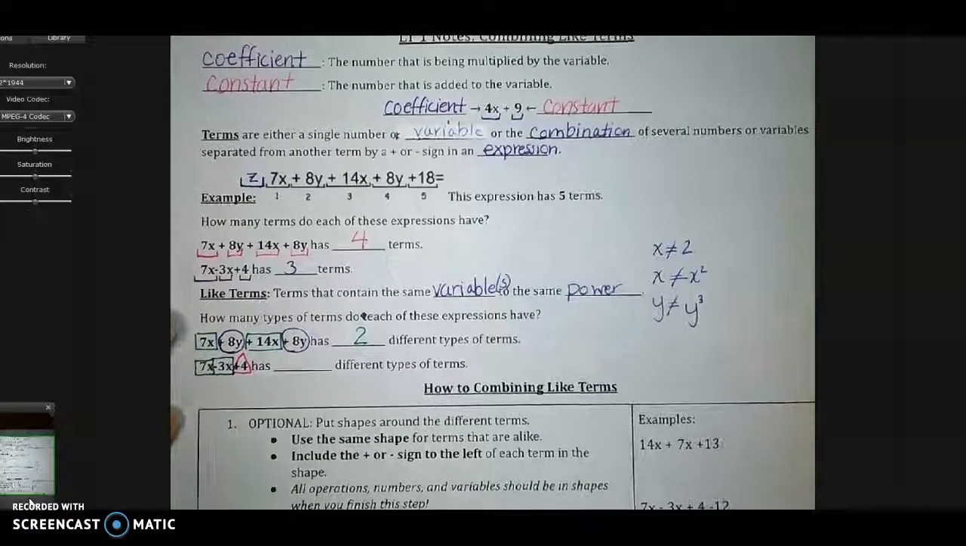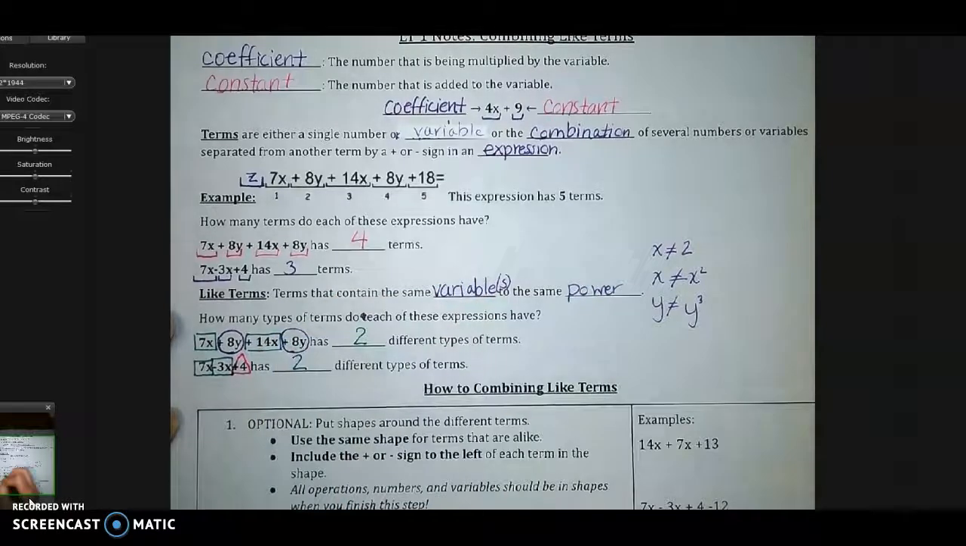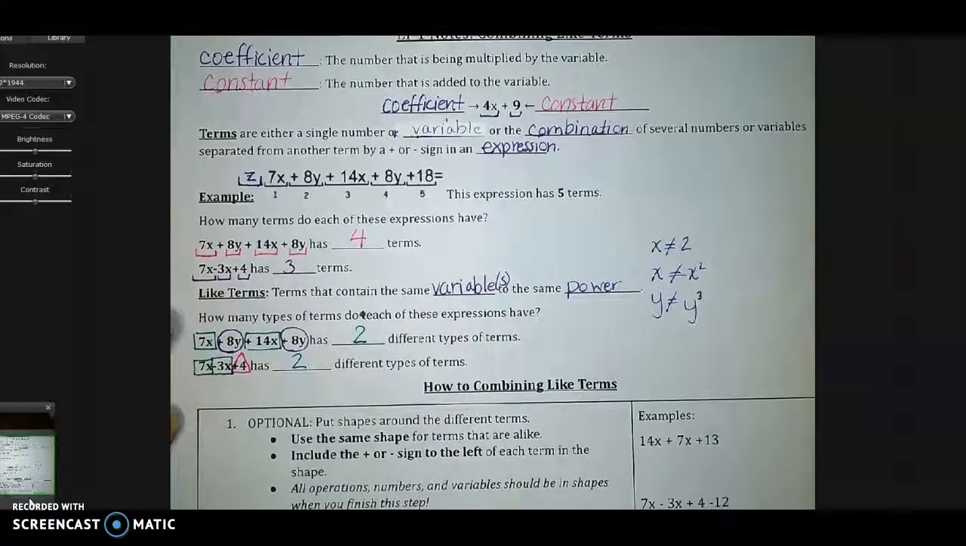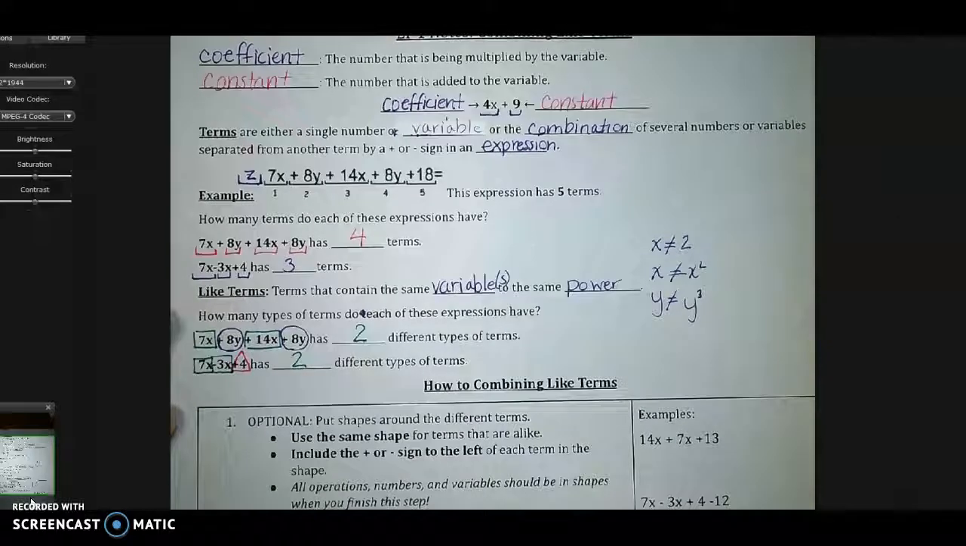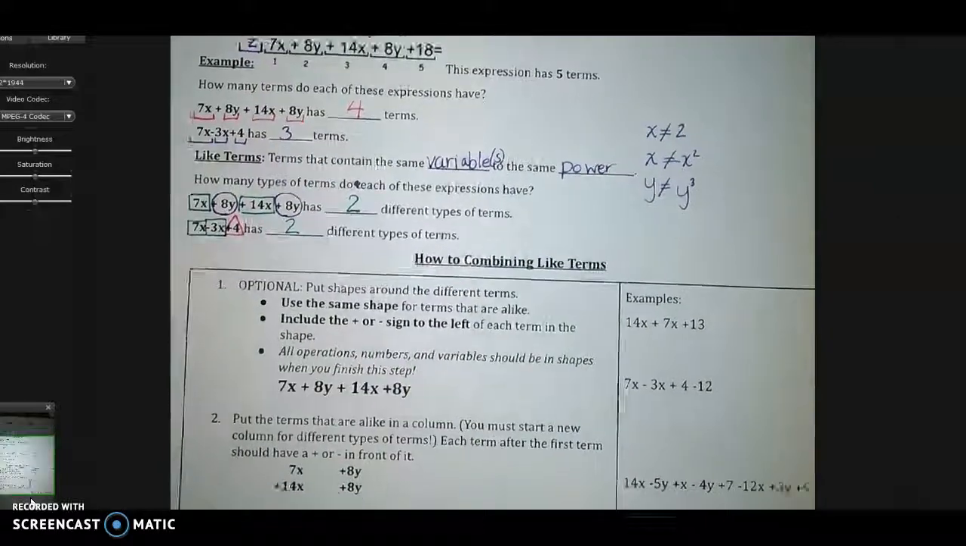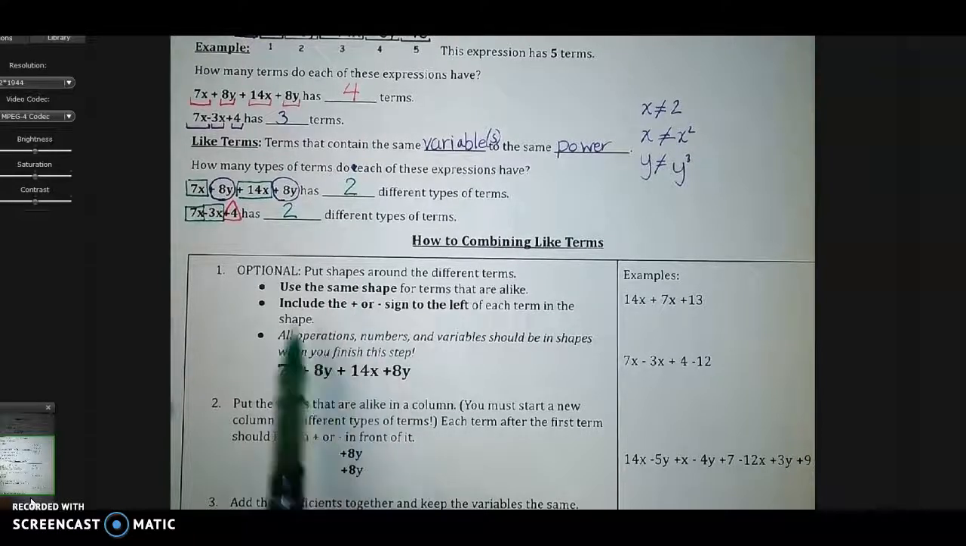So in this case, I still have two different types of terms, only this time, instead of x's and y's and their coefficients, I have a constant there as well. So once again, I've added a shape, triangles, and I made it pink. So that's up to you how you want to identify those. So that's what we're going to talk about right here again.